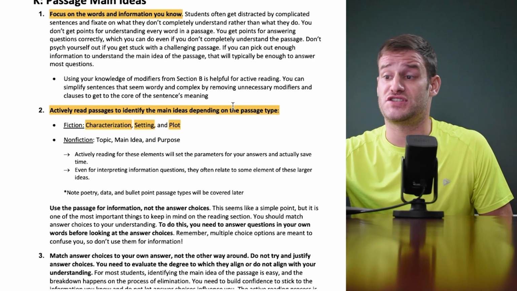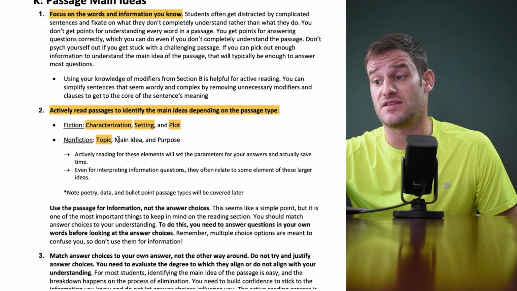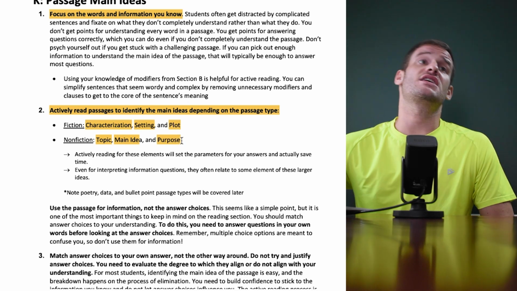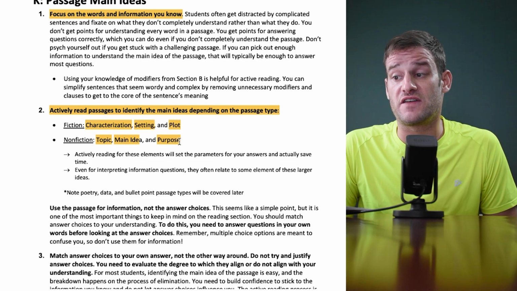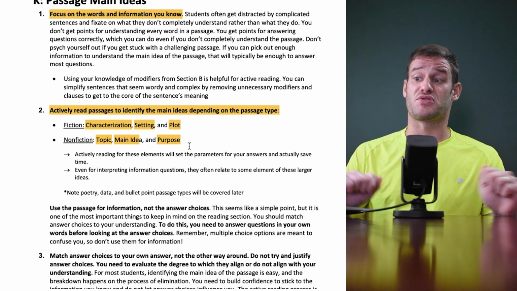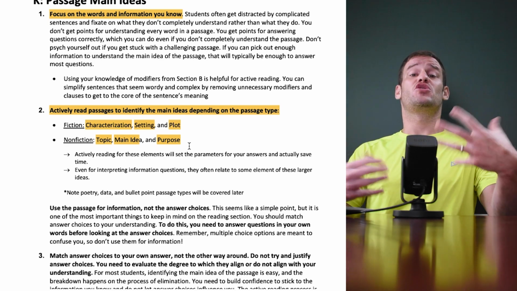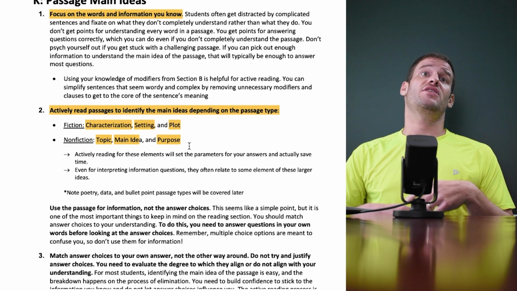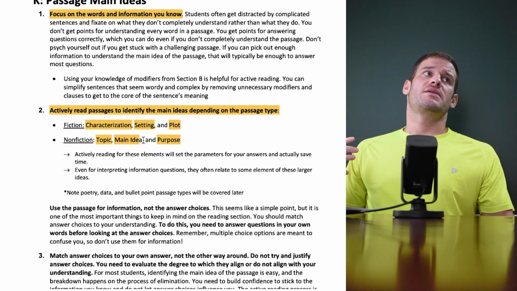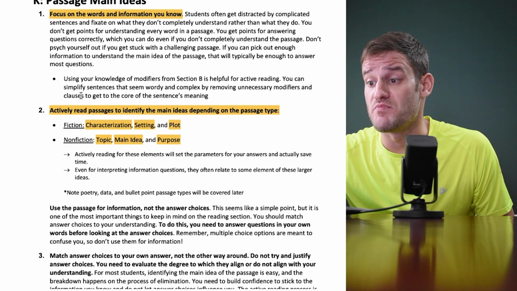Okay, for nonfiction passages, we want to identify the topic, the main idea, and the purpose. The purpose is especially important. And generally, you can break nonfiction purposes into two categories: it's either informative or it is persuasive. Now, that purpose should be reflected in the main idea. So, for example, if it's a persuasive passage, the main idea should involve what the author is trying to argue or the point that they are trying to make.